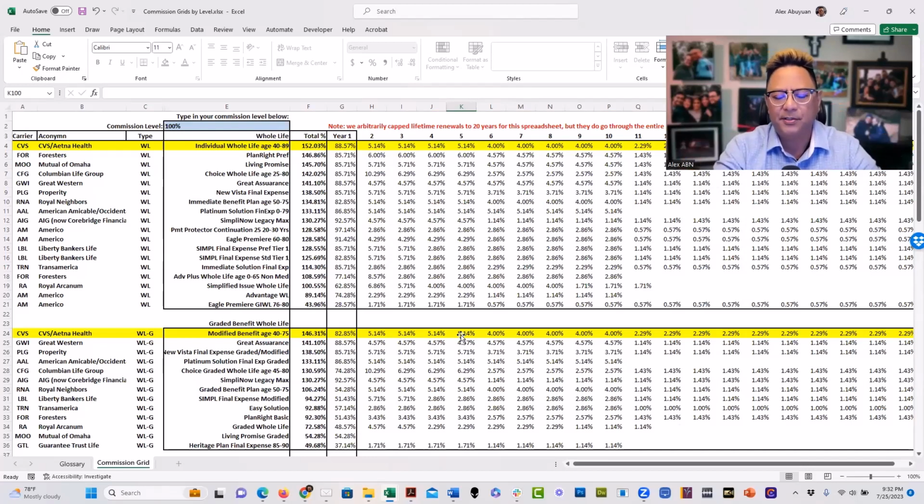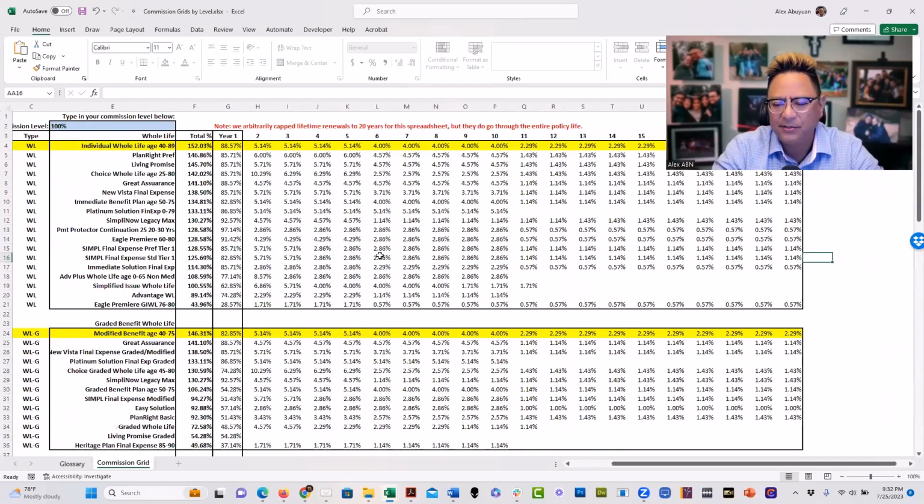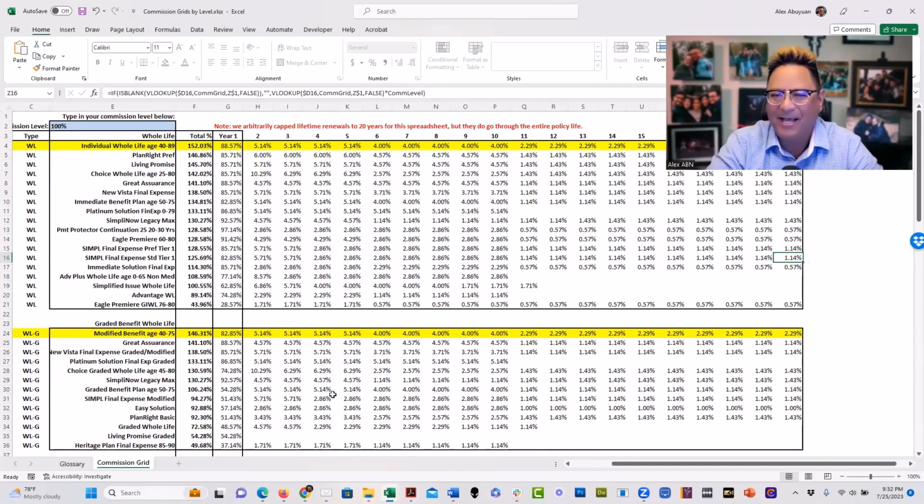I also laid out the renewals, and I go to 20 years. I could go forever, because a lot of these will go for the entire life of the client. But when you're writing a whole life on a 65-year-old or 75-year-old, chances are they're not going to live 30 years. Maybe 10 or 20. So I've just capped everything at 20.